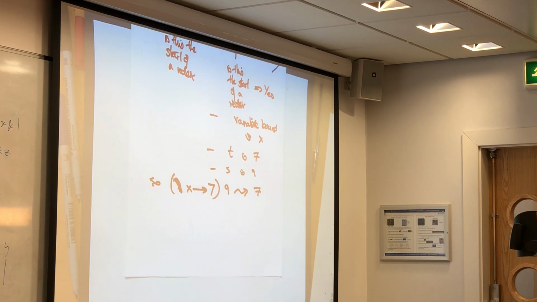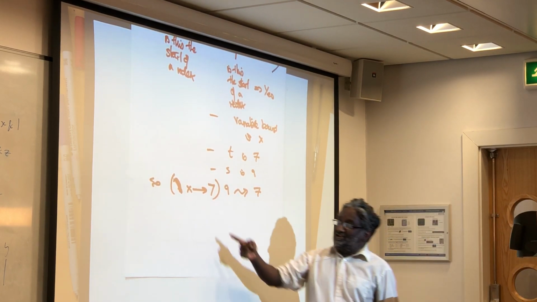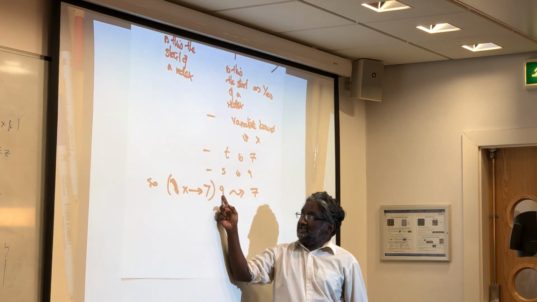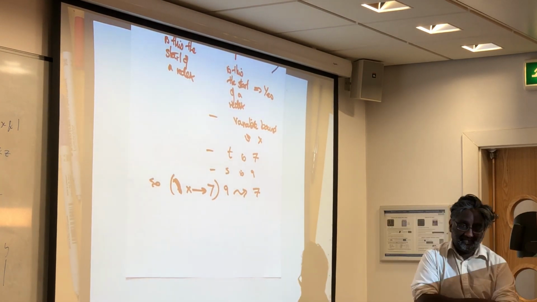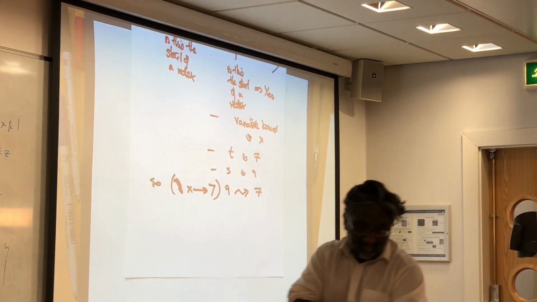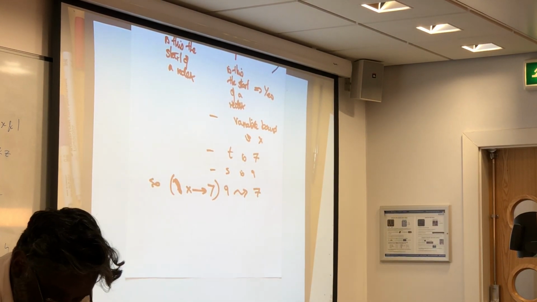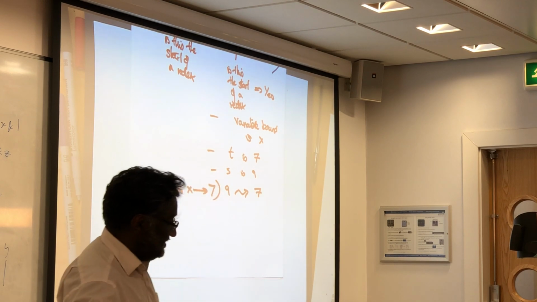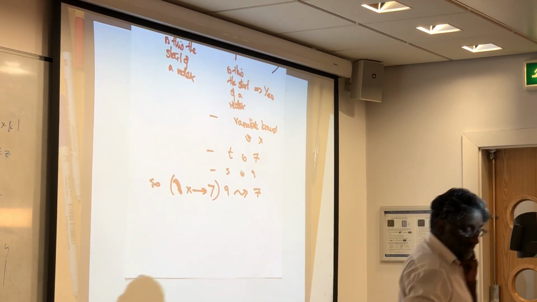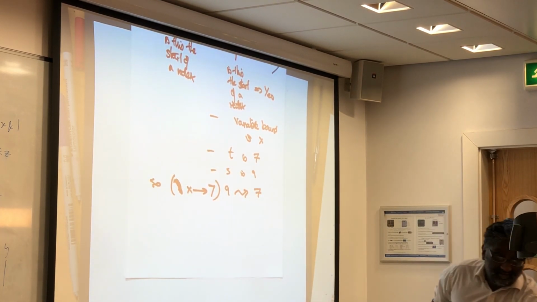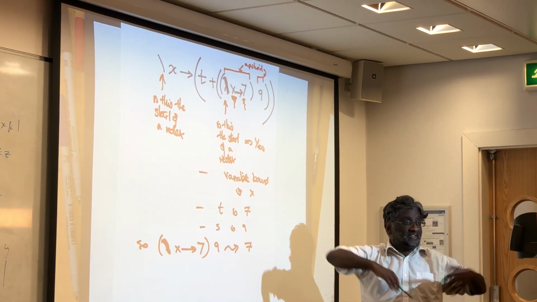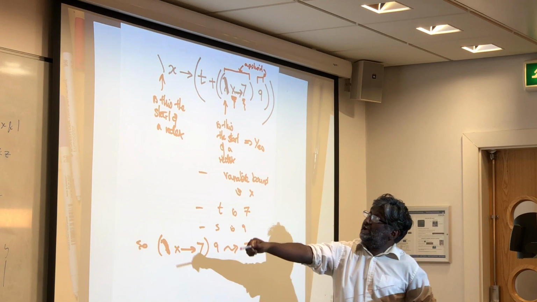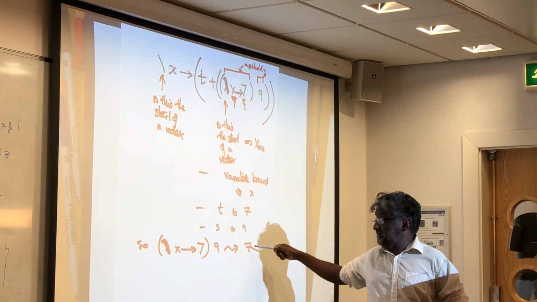Eventually this will be like that, I promise you. As I say, take your input and replace all the x's with 9. 7. Okay. And of course, for the overall term, there's a lambda x arrow t on the outside plus, so there'll be a lambda x arrow t plus this, plus 7.